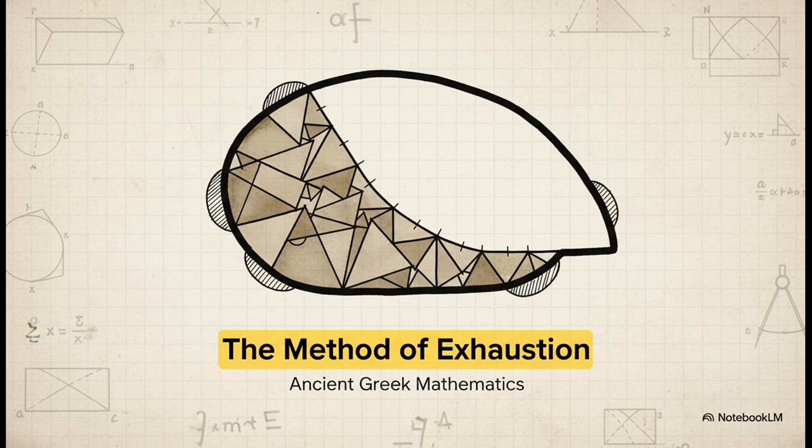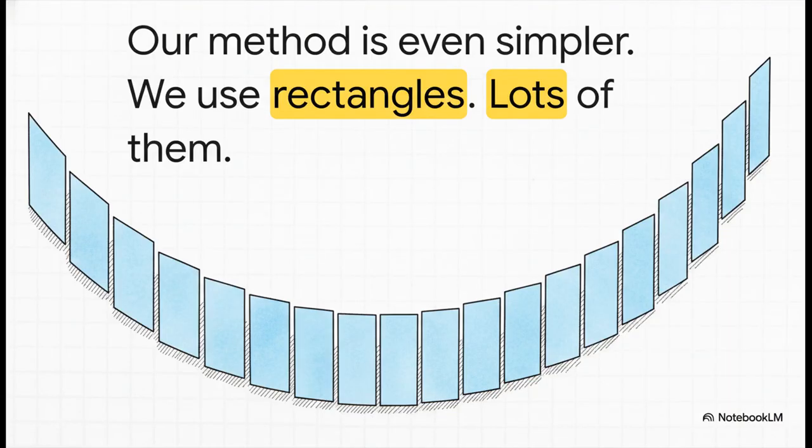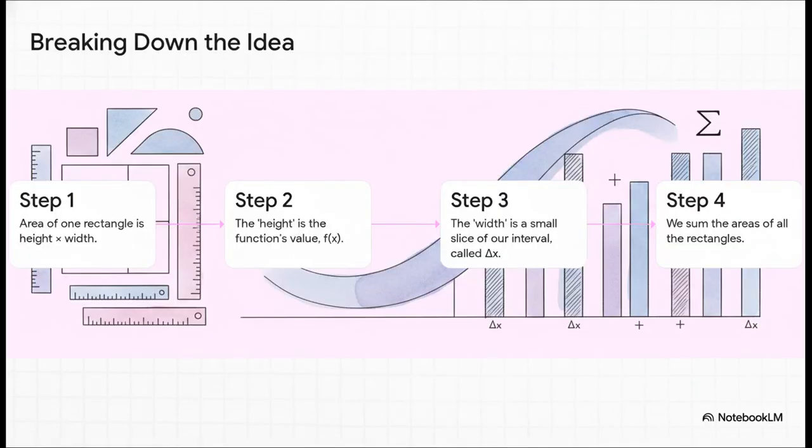The core idea here isn't brand new. The ancient Greeks, for example, had this brilliant method where they would try to fill up, or exhaust, a curvy shape using polygons, shapes they could measure. It was a fantastic start, but honestly a little complicated. So the modern approach, the one we're going to use, makes this idea even simpler. We're going to use the most basic shape you can think of, the rectangle. And as you can probably guess, we're going to use a lot of them to get a pretty good estimate of the area. Okay, let's break down exactly how this whole thing works.